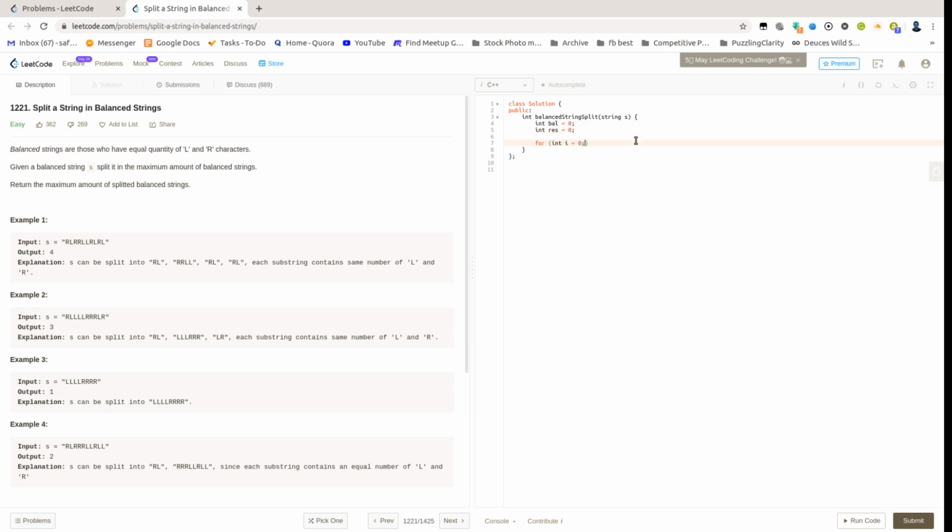Okay, so for the balance, we can assume that, for example, L is plus one, R is minus one. In other words, whenever our balance reaches zero, it means that at that point we were able to accumulate an equal number of letters L and R. That means that is our split, and that means that we found at least one string that we can split it to.